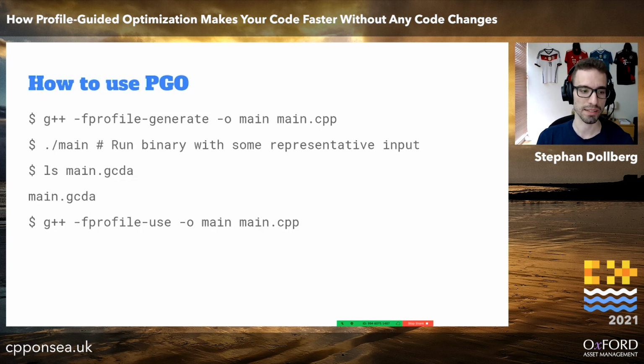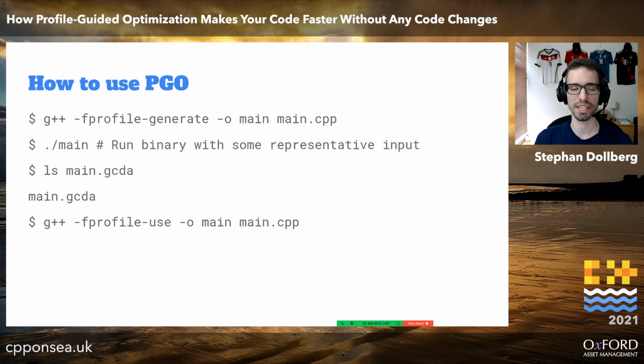Then we compile a second time, this time with -fprofile-use. GCC will automatically know, okay, there's main.cpp, so I'll look for main.gcda, and it will use that for optimization. You can obviously specify where to put these files and all this stuff, but fundamentally it's just this. So that's all you need to do. Maybe you will have to adapt your CI a little bit to compile twice, but there's not more to it than that.